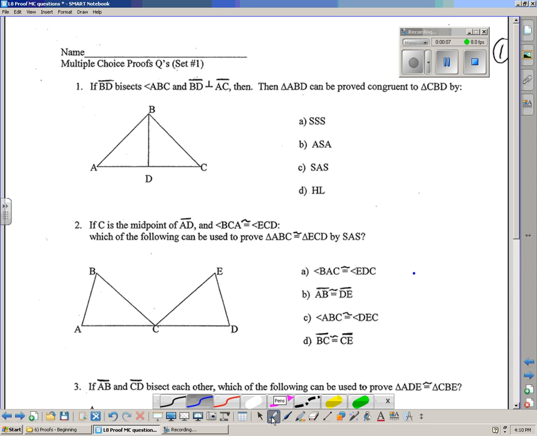So number 1 says if BD bisects angle ABC. So angle ABC is getting bisected. When we cut or bisect an angle, we get two congruent angles at the vertex. So we can swoosh off angle ABD and angle DBC. And we have that BD is perpendicular to AC, so BD being perpendicular to AC makes right angles. It says then triangle ABD can be proved congruent to triangle CBD by which of the following?